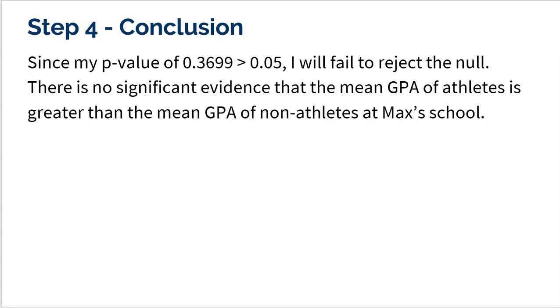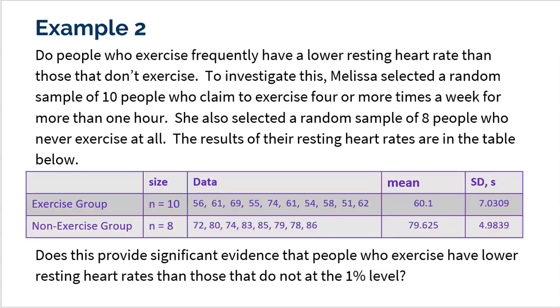All right, let's jump right into example 2. Example 2 says, do people who exercise frequently have a lower resting heart rate than those that don't exercise? So to investigate this, Melissa selected a random sample of 10 people who claim to exercise 4 or more times a week for more than 1 hour. She also selected a random sample of 8 people who never exercise at all. The results of their resting heart rates are in the table.